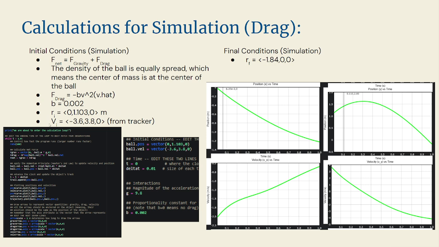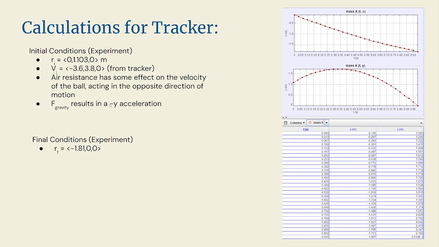We had the same exact initial conditions, and the final position was much less, at negative 1.84, and these are the graphs, same as well. As you can see, now x is a parabola, or at least a curve as well, and it doesn't scale linearly anymore. And this is the code, and this is the calculation for the drag force.